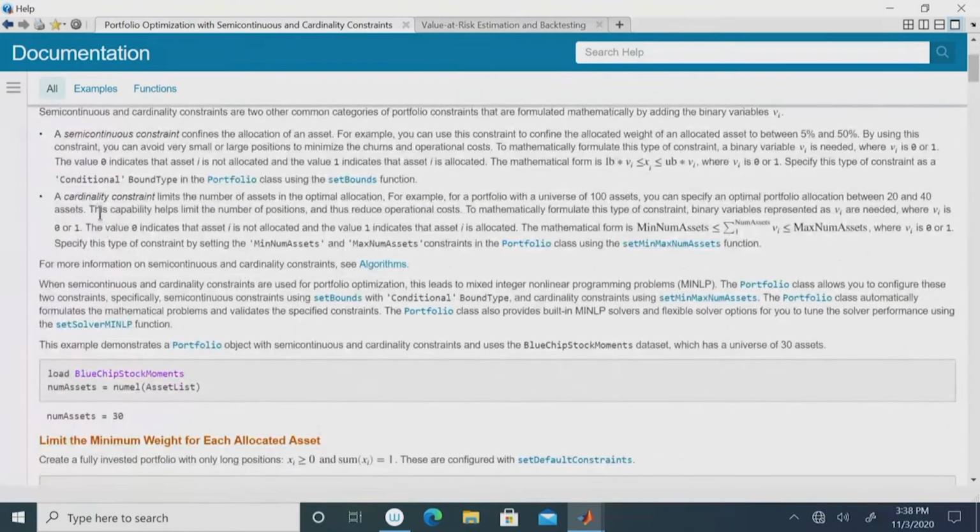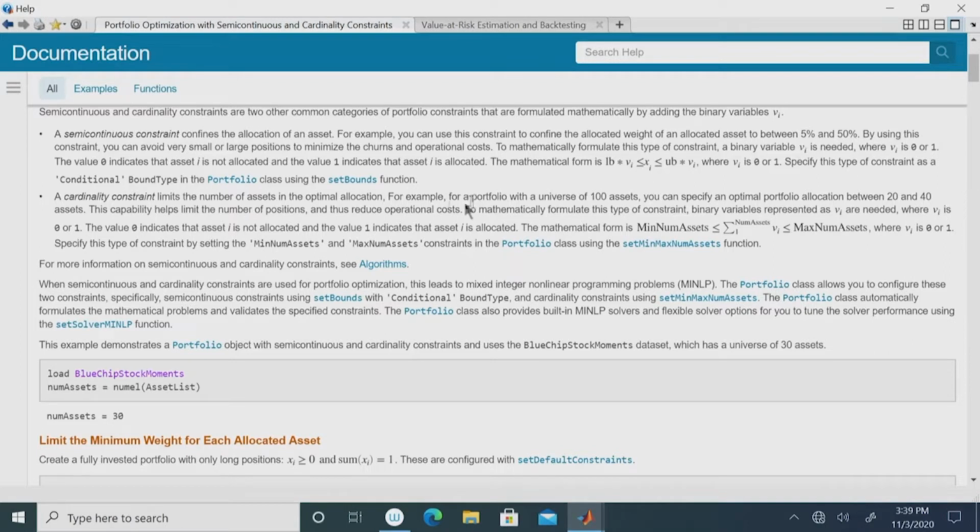Also, the other constraint that we have is the cardinality constraint. As the name suggests, it puts a limit on the number of assets in the allocation. If you are considering a universal set of assets, for example 100 assets or so, it is very difficult to actually make an allocation across those 100 assets, given the resources that it will take up, both in terms of the computational cost as well as the transaction cost. So, accordingly, you would ideally like to have a portfolio with a lesser number of assets. So, you can specify your optimal allocation between a certain number of assets.